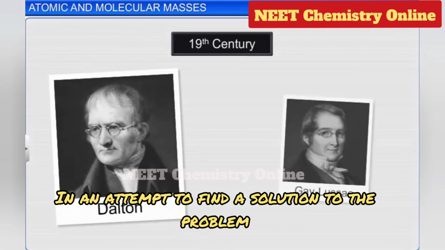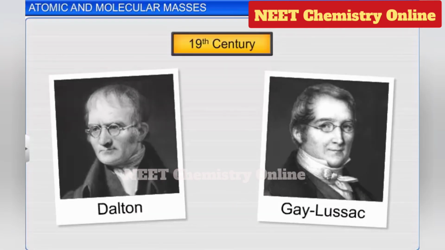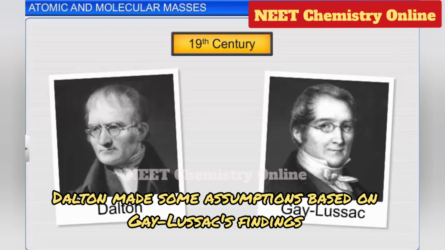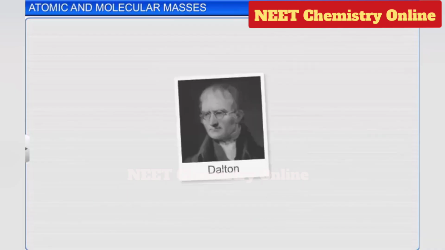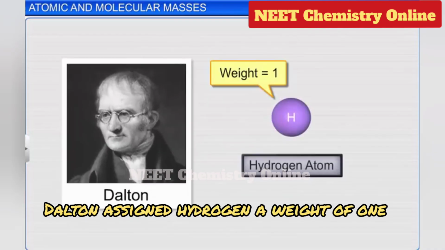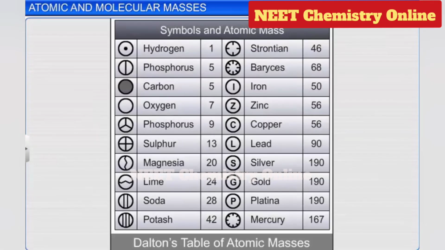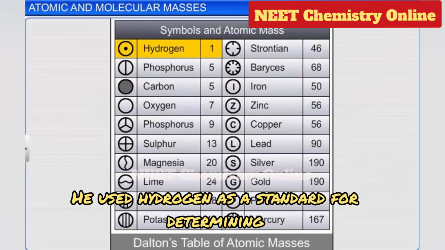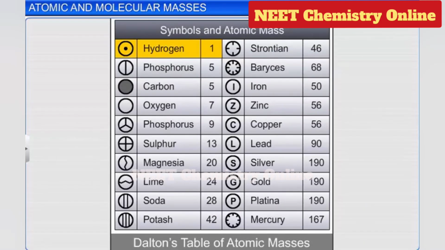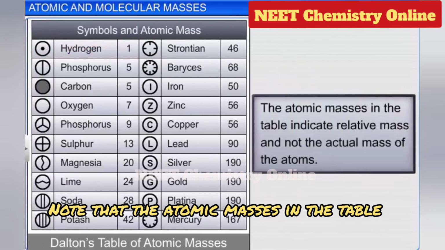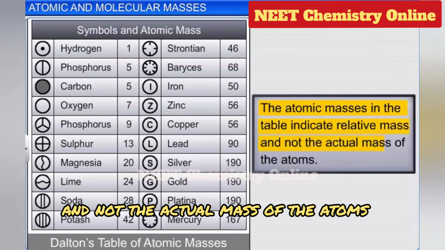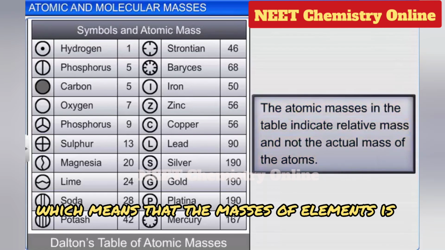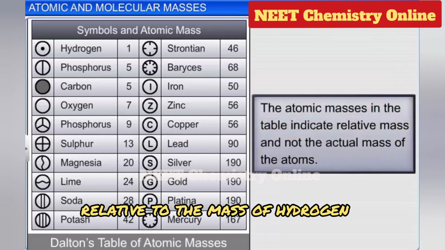In an attempt to find a solution to the problem in the 19th century, Dalton made some assumptions based on Gay-Lussac's findings. Based on Gay-Lussac's findings, Dalton assigned hydrogen a weight of 1. He used hydrogen as a standard for determining the atomic masses of other elements and published the first table of atomic masses. Note that the atomic masses in the table indicate relative mass and not the actual mass of the atoms, which means that the masses of elements is relative to the mass of hydrogen.